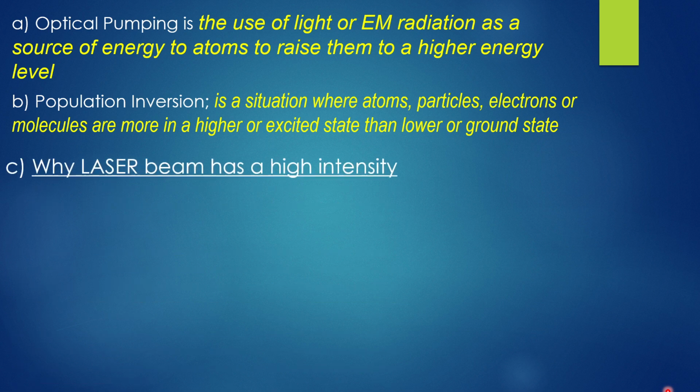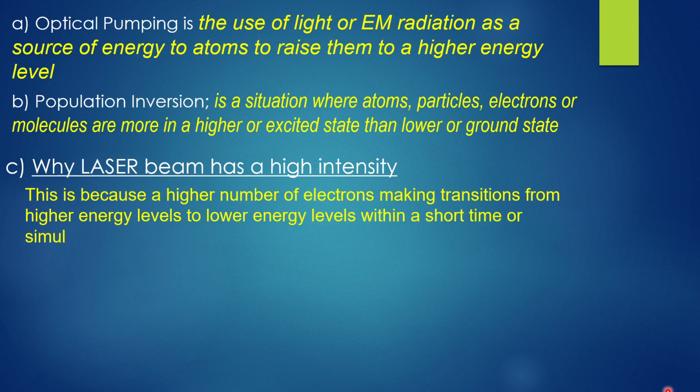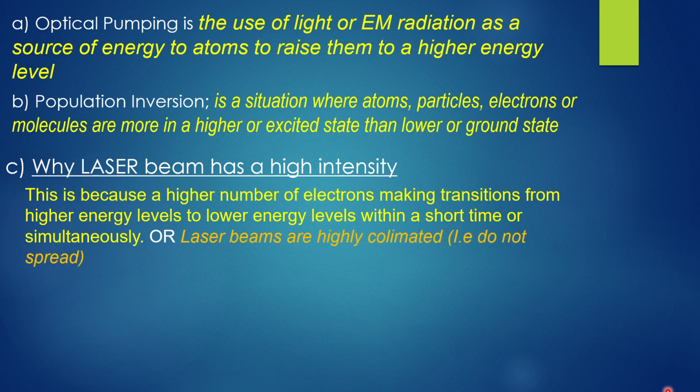The C part of the question is to explain why a laser beam has a high intensity. This is because it has a high number of electrons making the transition from higher energy levels to lower energy levels within a short period of time, or simultaneously. Or you can also say that laser beams are highly collimated. Collimated means that it is straightforward and does not spread.